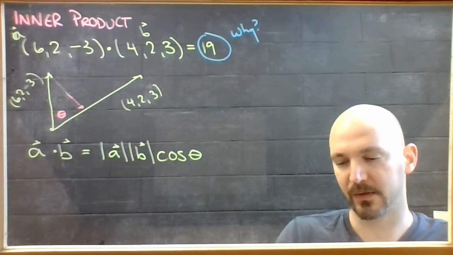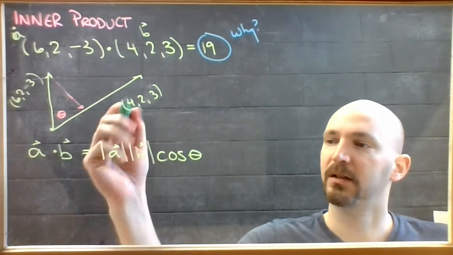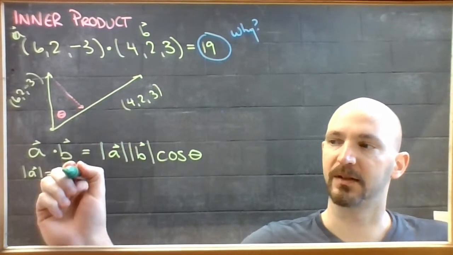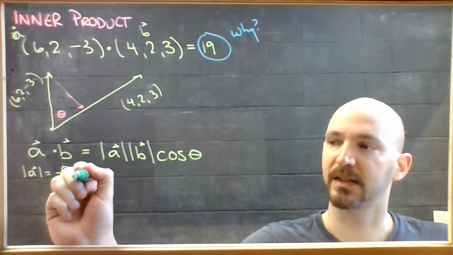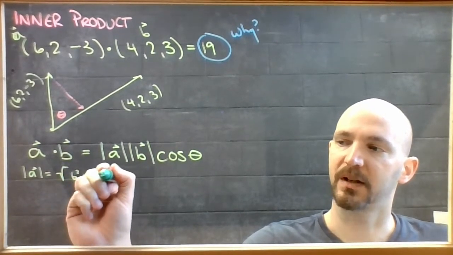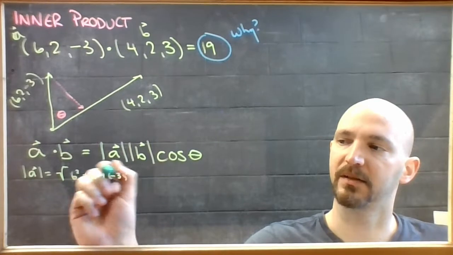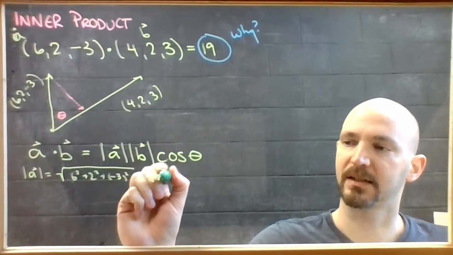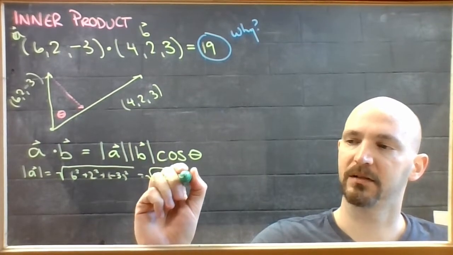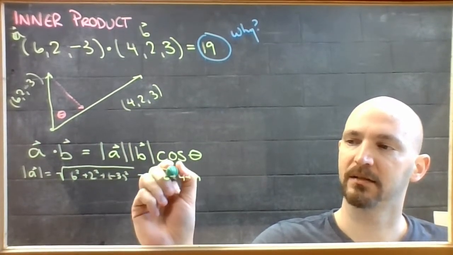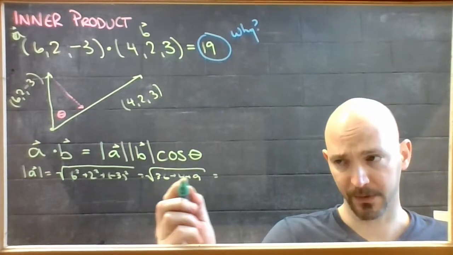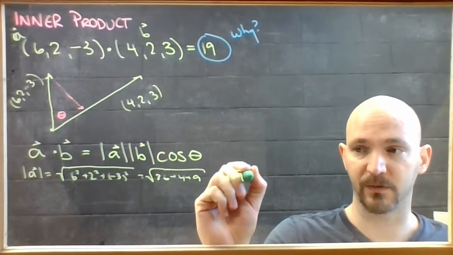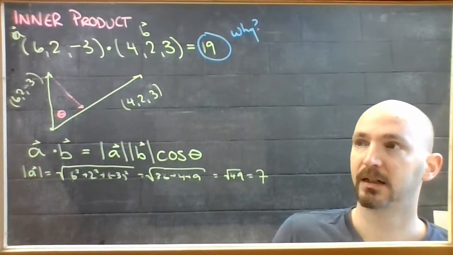So if I were to do that with this particular one, the magnitude of A is going to be the square root of 6 squared plus 2 squared plus negative 3 squared, which is the square root of 36 plus 4 plus 9. 36 and 4 is 40 plus 9 is 49, and square root of 49 is 7. That's handy.